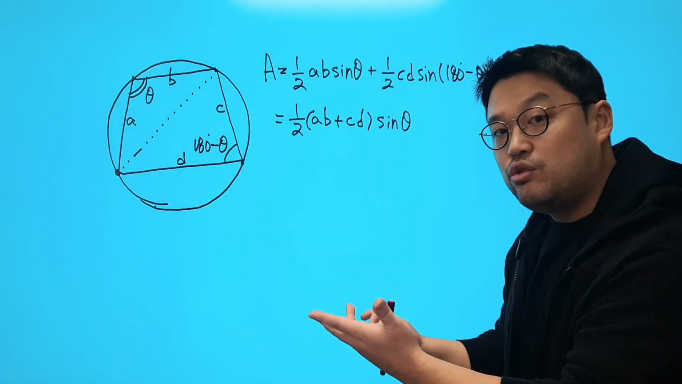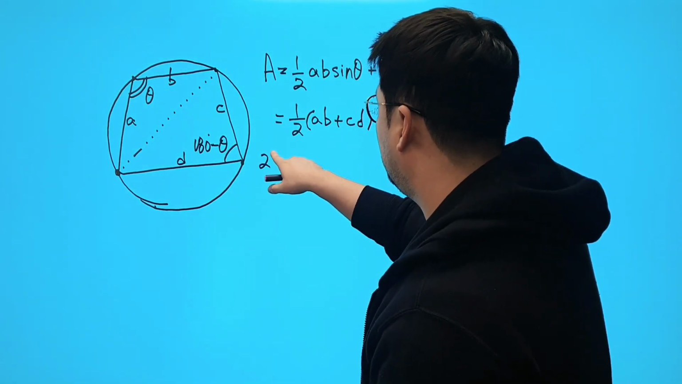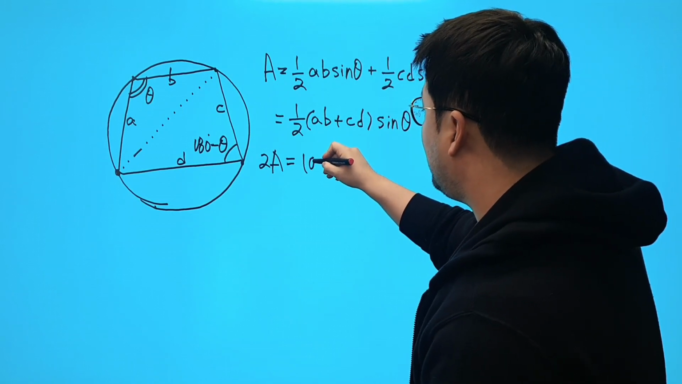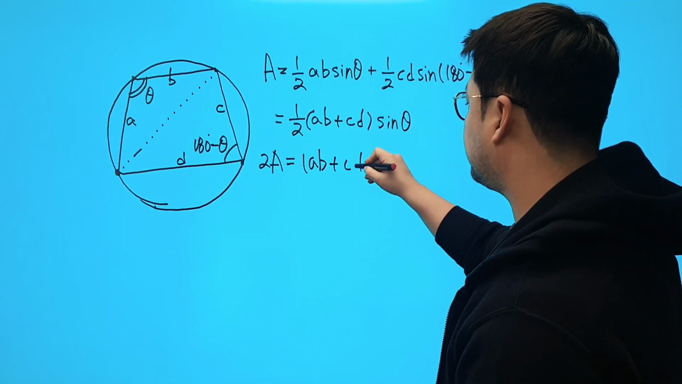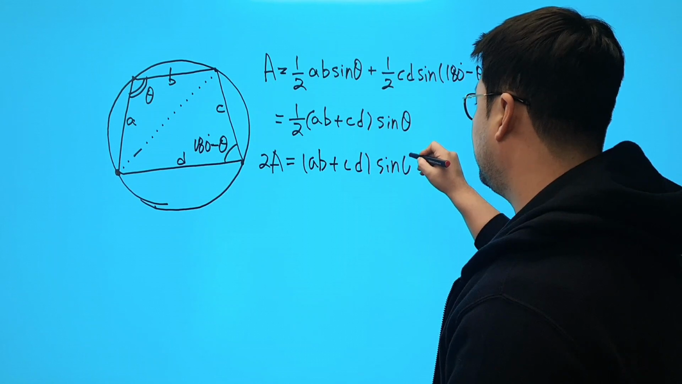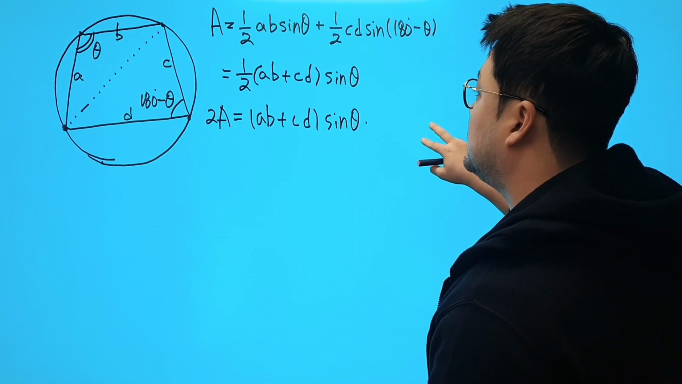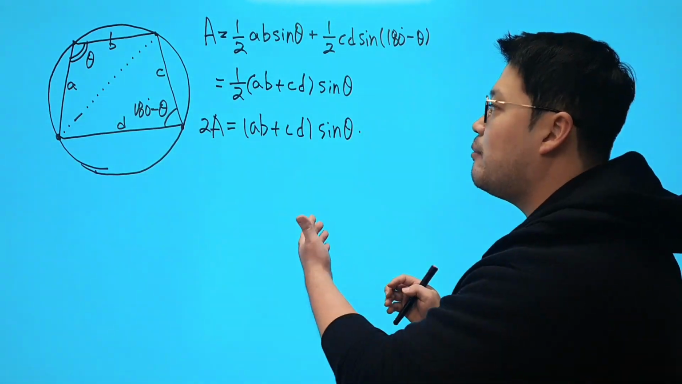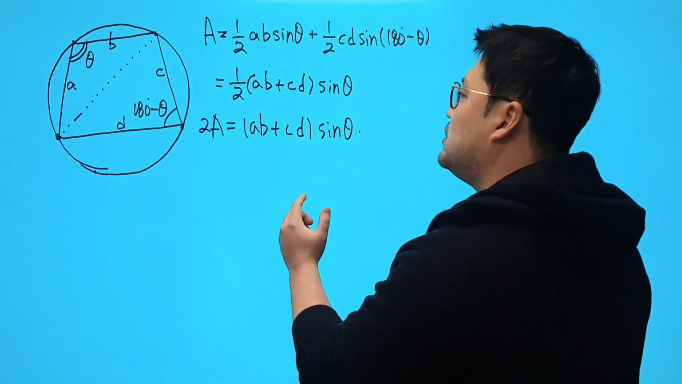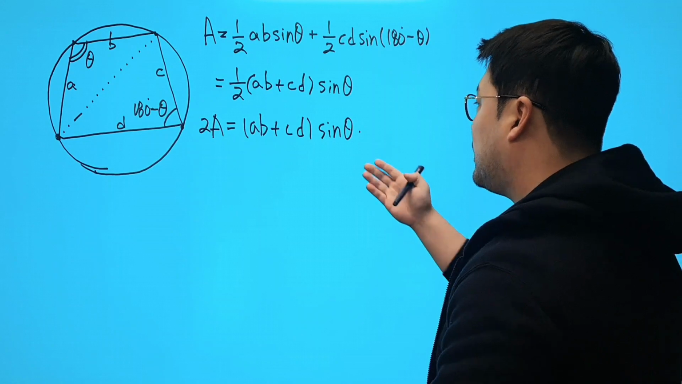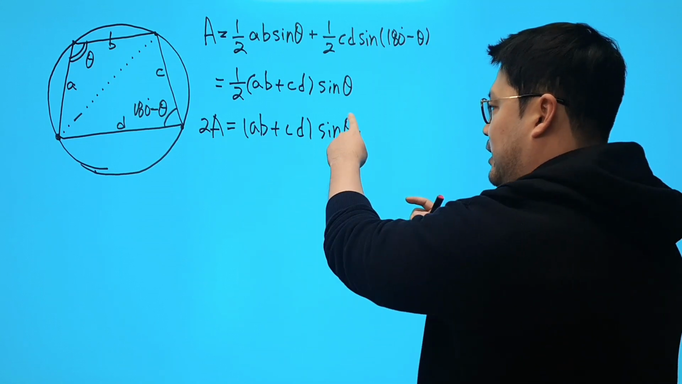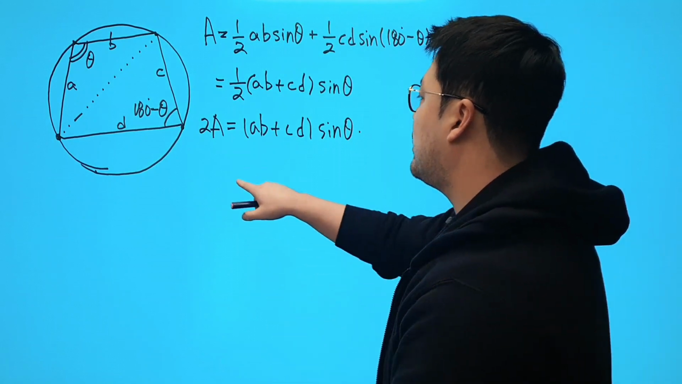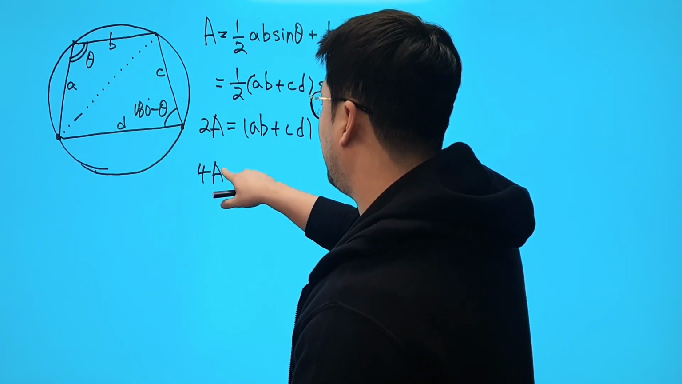And I would like to multiply both sides by 2. If I multiply both sides by 2, we get 2A equals AB plus CD times sine theta. All right, so check this out. I would like to square this. Why? Because I want to somehow combine this using the law of cosines. Of course, this was the law of sines, but I would like to combine it by turning sine squared into cosine squared. So if I take the square, that becomes 4A squared.